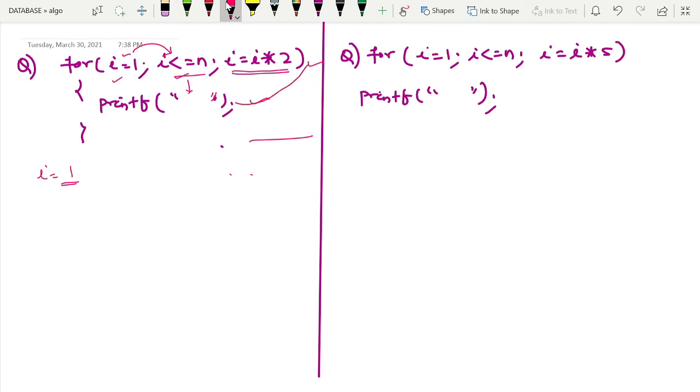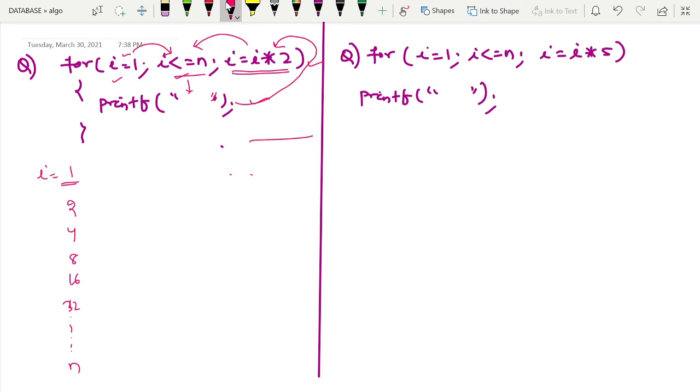Then again to this updation part. Here I is getting updated to 2, right? 1 into 2 equals 2. So then we again check here whether 2 is less than n or not. Okay, so this will carry on like 1, 2, 4, 8, 16, 32. In this fashion this will go on till I becomes n, right?